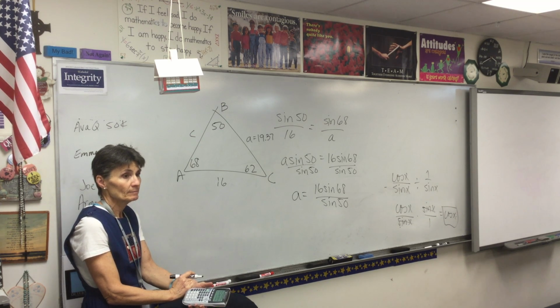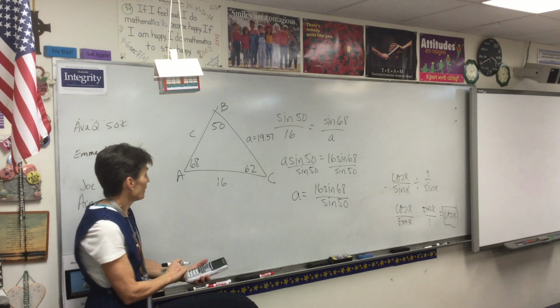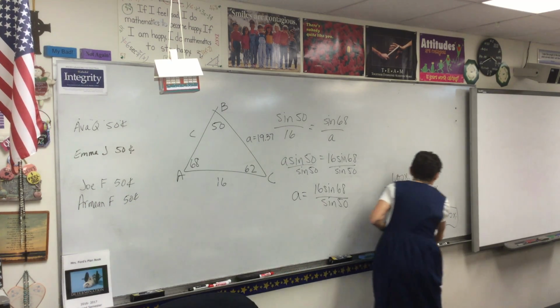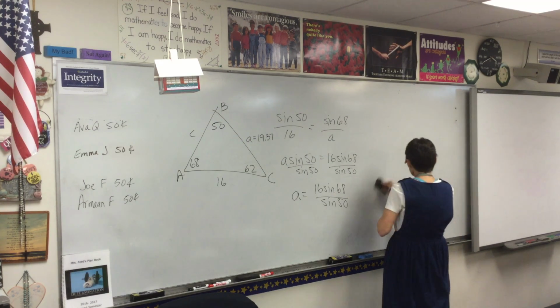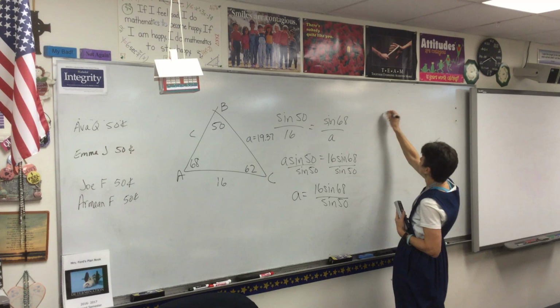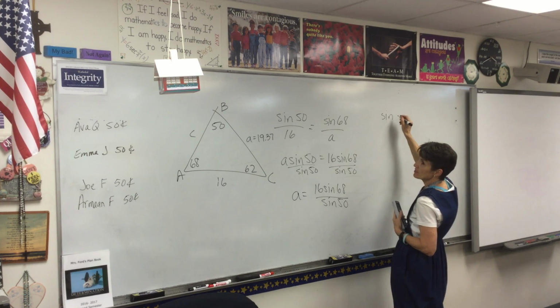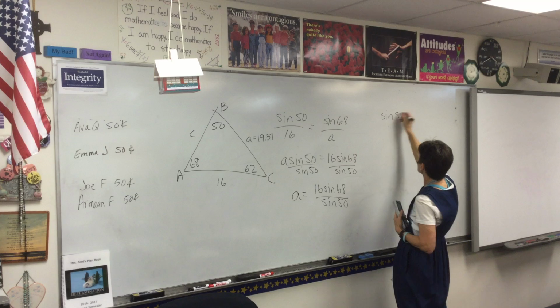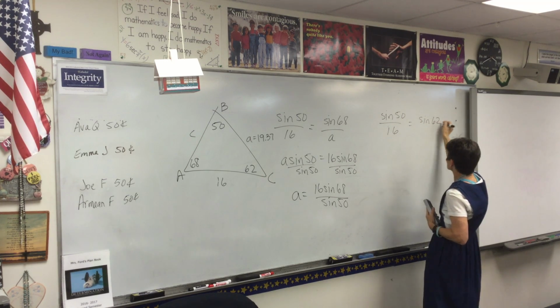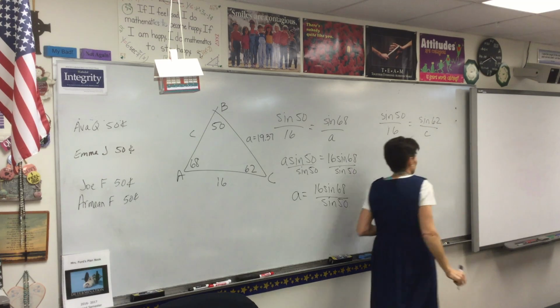You okay with that? All right. What happens next? Right, do the same thing. Repeat the process, only do the angle 62. So sine 50 over 16 equals sine 62 over C.